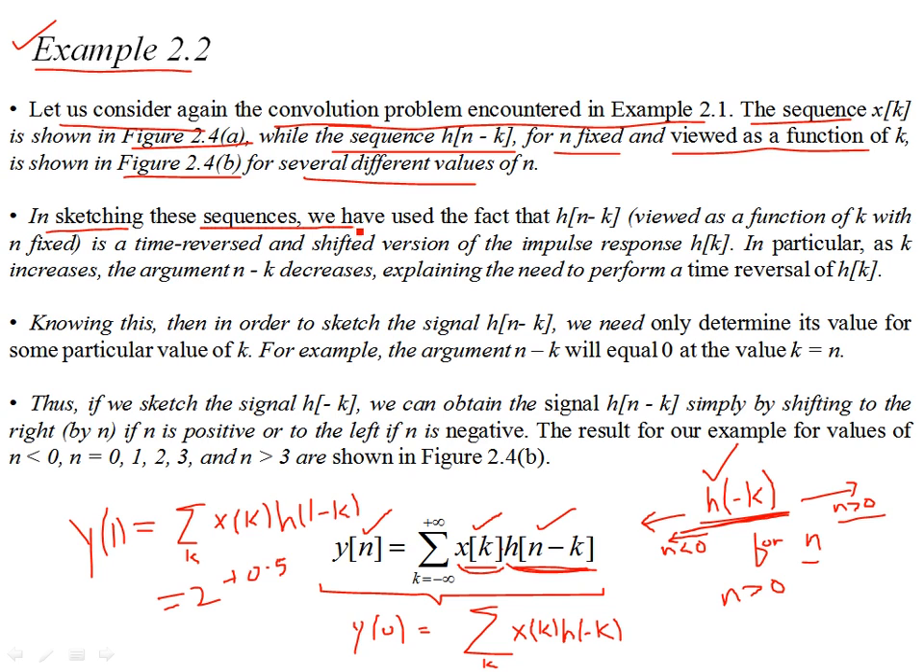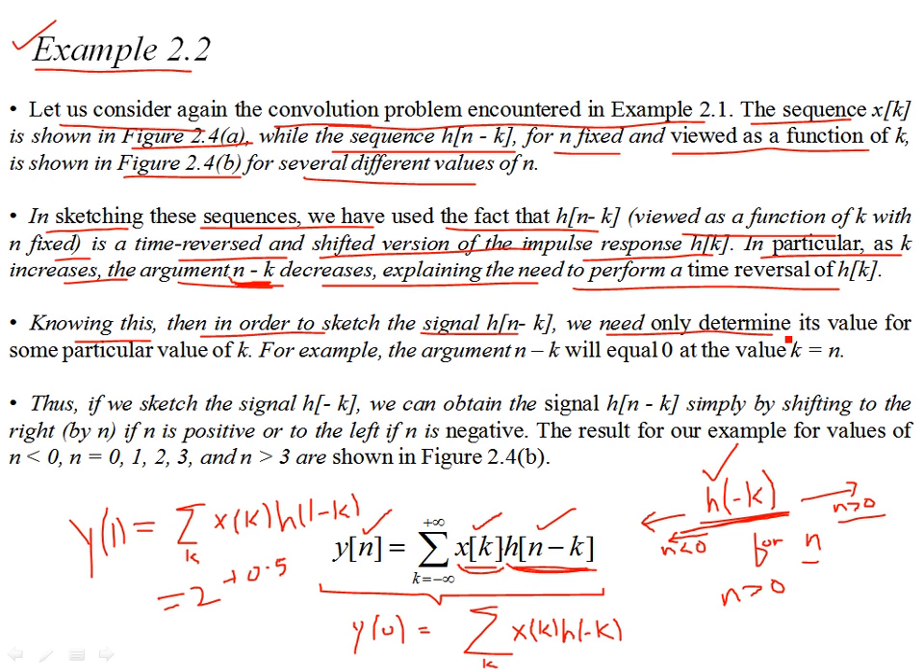This is the graphical way of looking at this shifted, flipped impulse sequence. Now in sketching these sequences, we have used the fact that h of n minus k, viewed as a function of k with n fixed, is a time-reversed and shifted version of the impulse response h of k. In particular, as k increases, the argument decreases. That explains the need to perform the time reversal of h of k, because this argument varies with k. So in order to sketch the signal h of n minus k, we need only determine its value for a particular value of k.